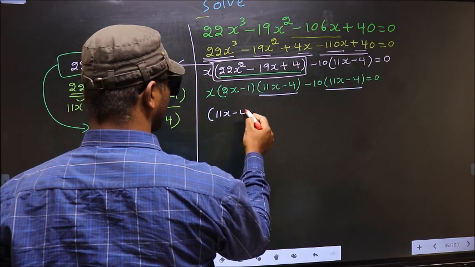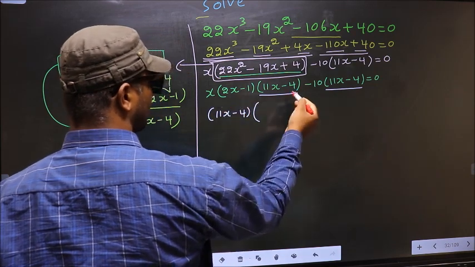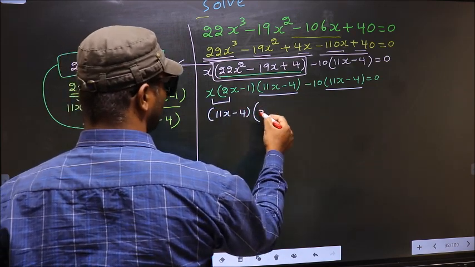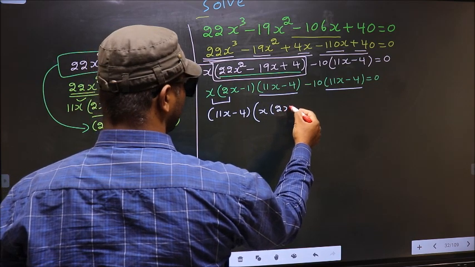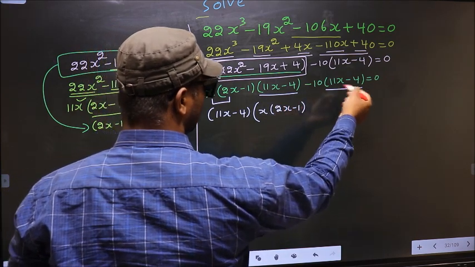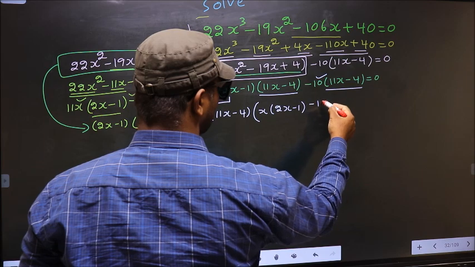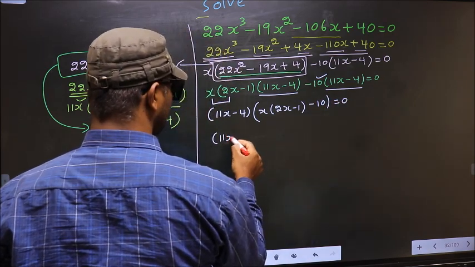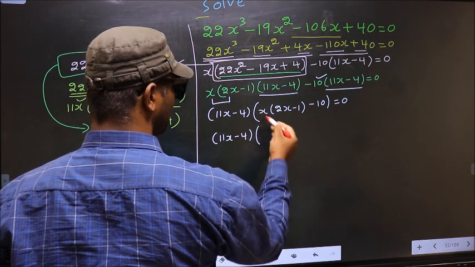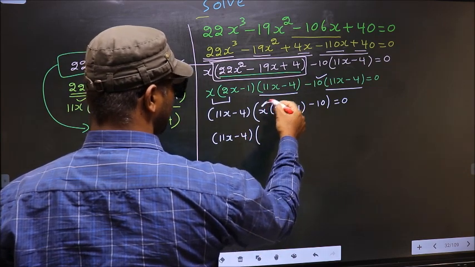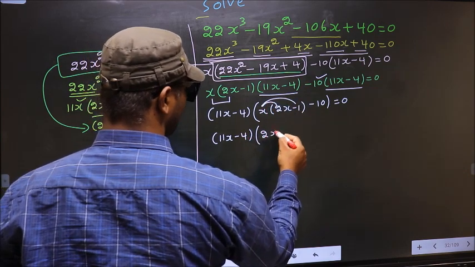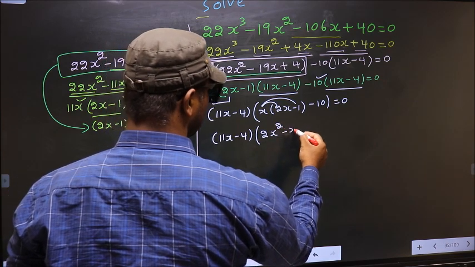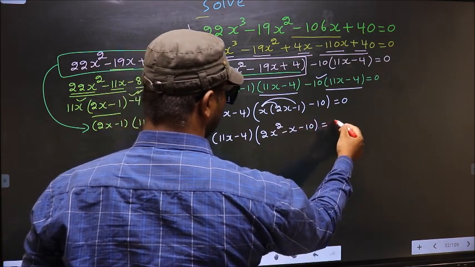So 11x minus 4 outside. Over here we are left with these two, that is x times 2x minus 1, and over here we are left with minus 10 equal to 0. Now 11x minus 4. Here you open up the brackets in this way. You get 2x square minus x minus 10 equal to 0.